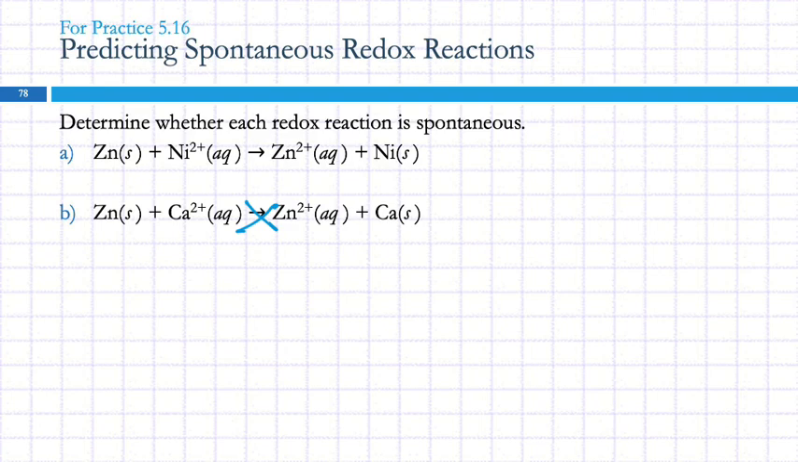Does that make sense? Cool. Not spontaneous is when they don't switch. Doesn't happen. Spontaneous is when they switch. Spontaneous is something that will happen all by itself, and non-spontaneous doesn't happen by itself.